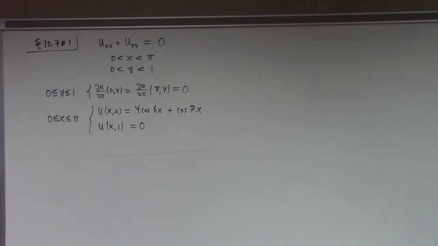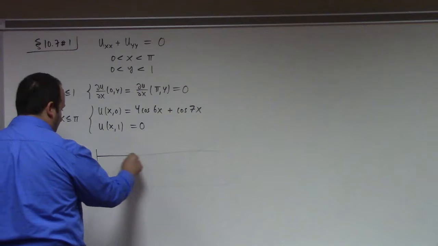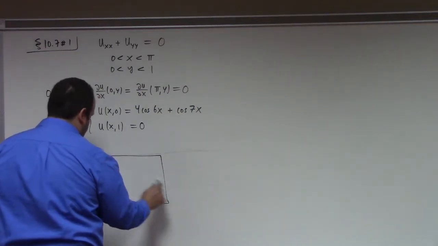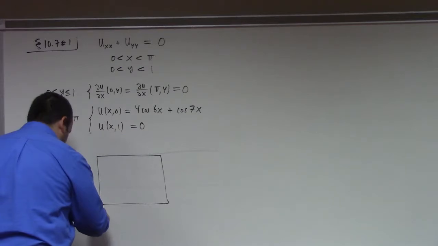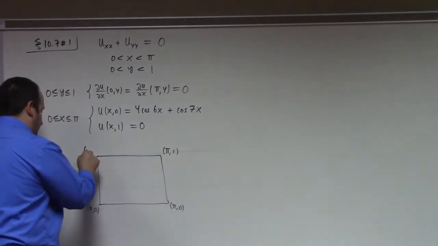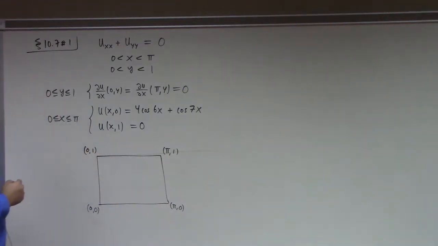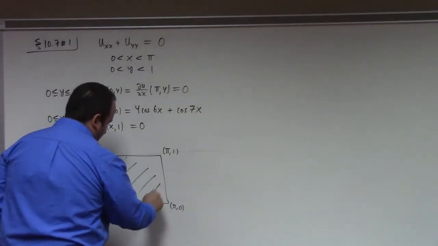Now I find it's helpful for me, before I get lost in the details here, to take just a minute to draw a picture, to try to picture what I'm doing. So we're really looking at some sort of rectangle. Do I have the dimensions right? Yeah, 0 to pi for x, 0 to 1 for y. So 0, 0, pi 0, up here is the point pi 1, and over here is 0, 1, right? And we're trying to solve the Laplace equation in this rectangle.